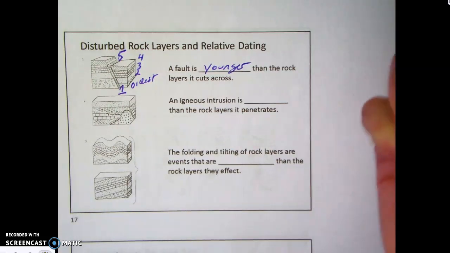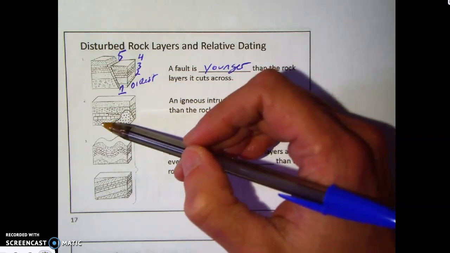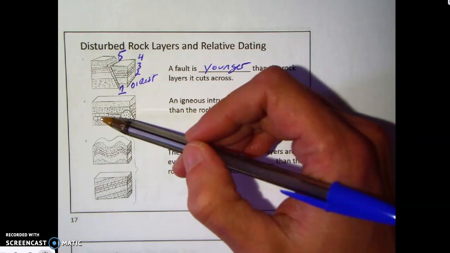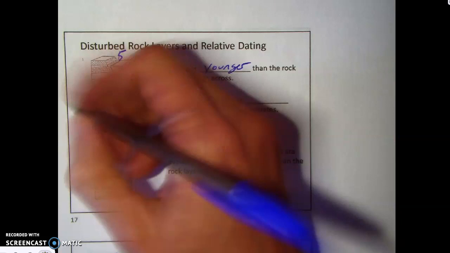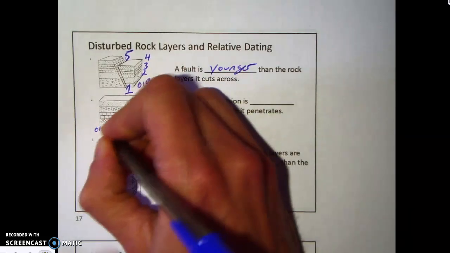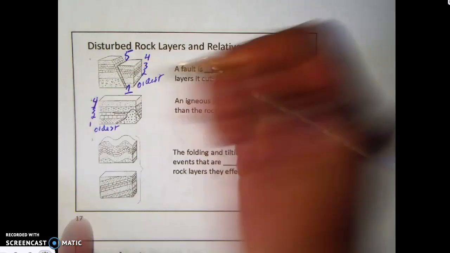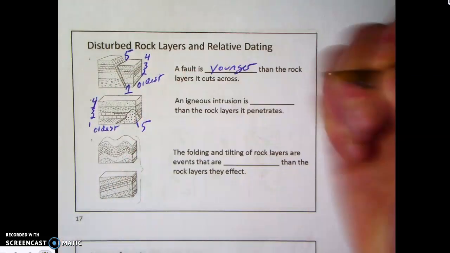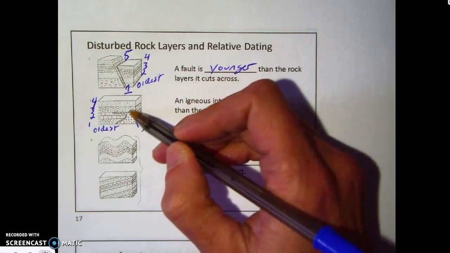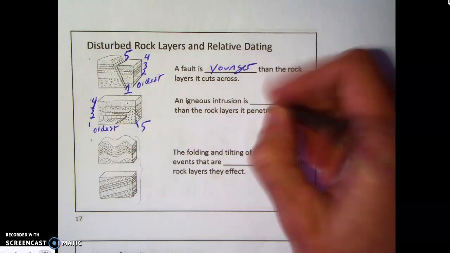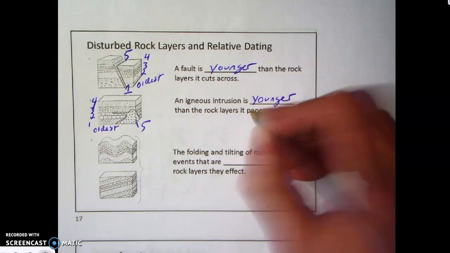If we take a look at the next one, here we have, again, a sedimentary sequence of rocks stacked horizontally. We call this original horizontality in geology. Anyway, our oldest are going to be at the bottom, and we're going to go 1, 2, 3, 4, but now our youngest event is going to be the intrusion. That's magma, or at least solidified magma, that's melted its way into the sedimentary rock. So the intrusion has to be younger than the rock that it goes through.